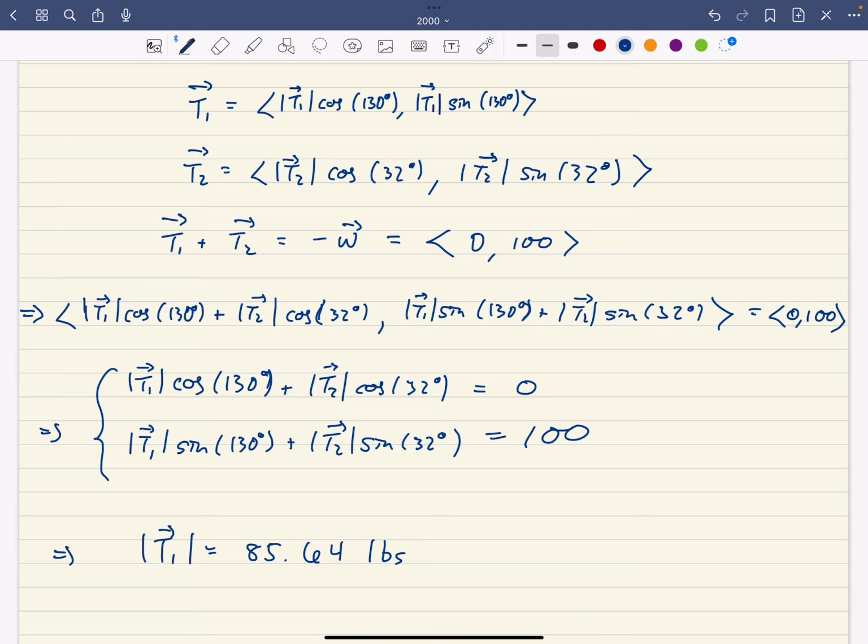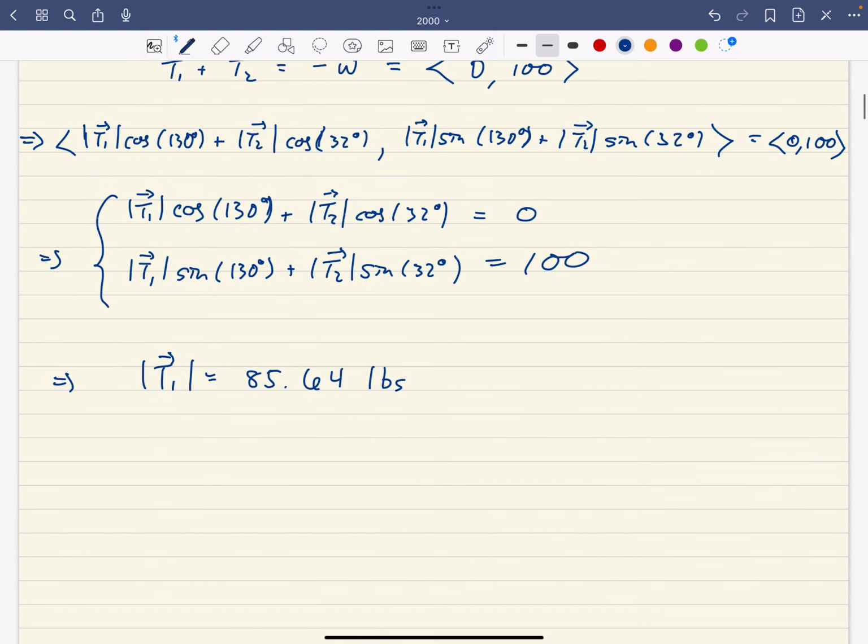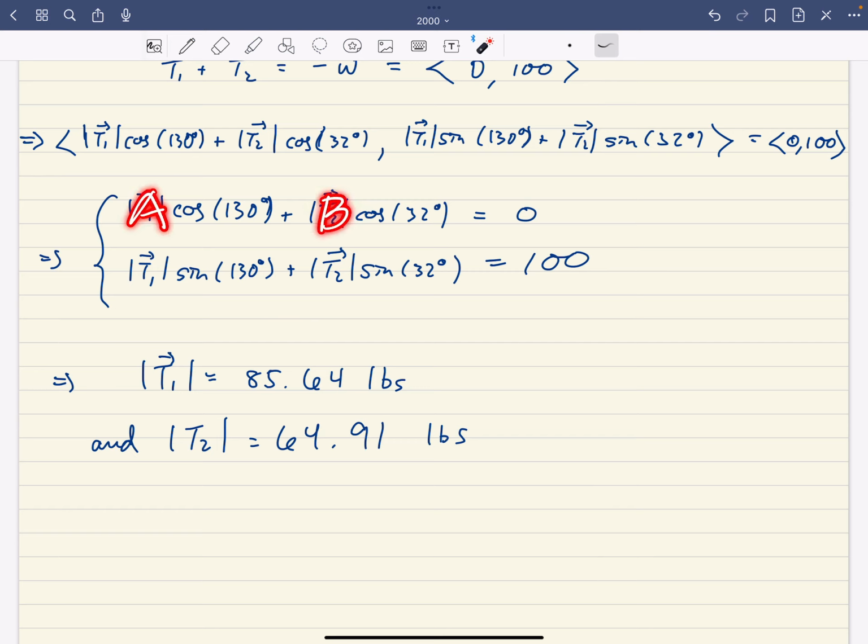And then we have two equations with two unknowns. So we're going to solve for the magnitude of T1 and T2, and this is a messy system of equations, but it turns out that when you do this, the magnitude of T1 works out to about 85.64 pounds. And the magnitude of T2 is going to work out to be 64.91 pounds. That comes just from solving this system.